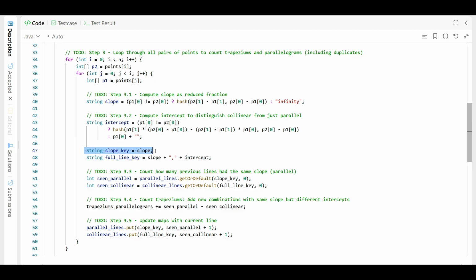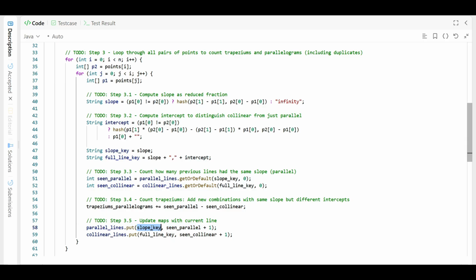Then we will have a slope key. You will create a key to store in the map. So this is the parallel lines and this is the collinear lines. On both, you will check if the lines are already there, how many lines are already there. So you will see seen parallel, seen collinear. You understand the HashMap, right? From there you will get the seen collinear and seen parallel, both, and you just need to do the subtraction. Once you do the subtraction, you will get your trapezoid, parallelograms. And then you will update the map with the current key.